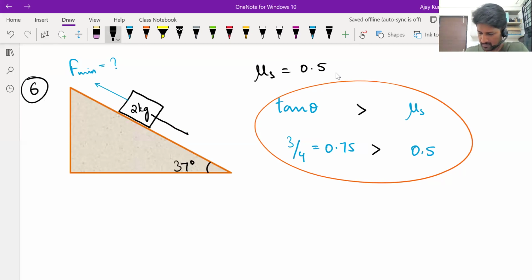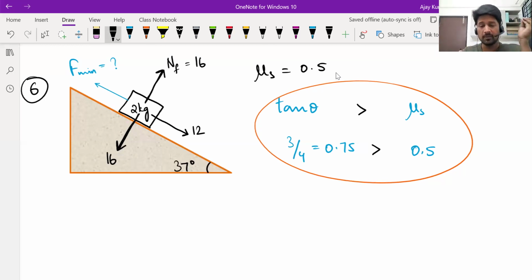mg sin theta, sir. Formula is correct, mg sin theta, but how much is it? 12 newtons, sir. Okay, 20 sin 37, 12 newtons will be acting that way. mg cos theta will be 16. Normal force? Pawan, how much is the normal force? Sir, 16 newtons. That 16 has to be balanced by the normal force. So normal is 16 newtons. And mu s is given 0.5.